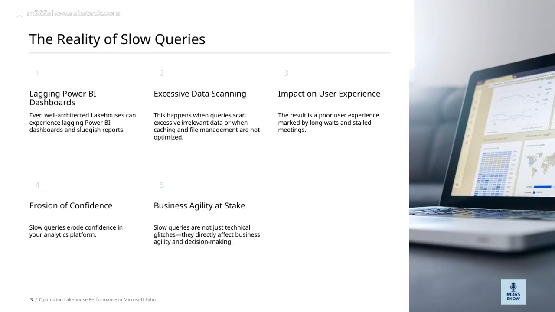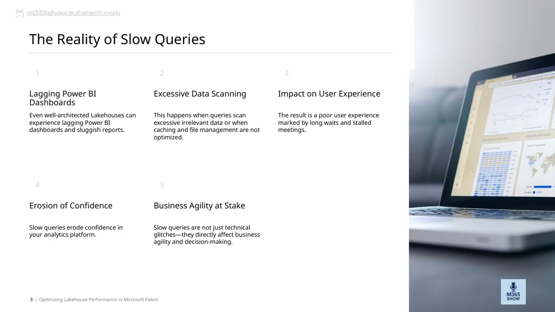Let's talk about the reality of slow queries and why they matter. Slow queries are not just minor technical hiccups. They actually have a real impact on your business agility and decision-making processes. When queries take too long, it can erode confidence in your analytics platform, making users doubt the reliability of the data they need to act on. This leads to a poor user experience, with long wait times and stalled meetings, which can seriously hamper productivity.